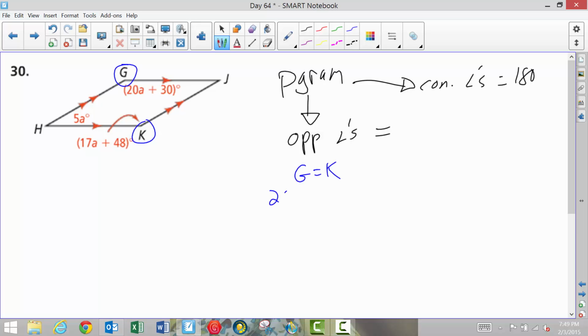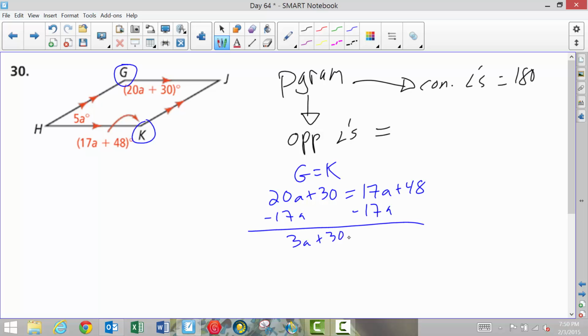So I have 20A plus 30 equals 17A plus 48. So I minus 17A, minus 17A. I have 3A plus 30 equals 48. I have minus 30 from both sides. I have 3a equals, let's see, 18. Therefore, a is equal to 6.